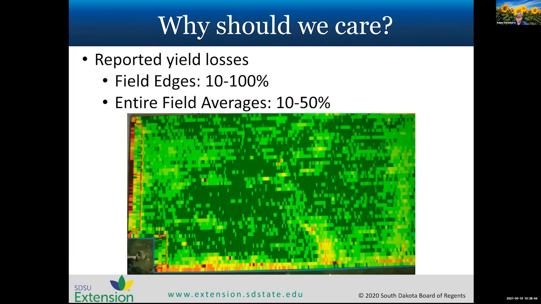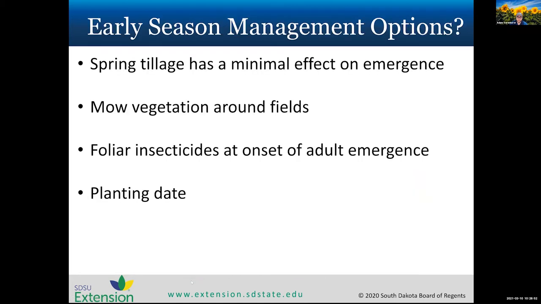And why do we care so much? Well, for soybean gall midge, we can see quite a bit of yield loss. And so that's why we're really targeting this pest. We want to try to get it figured out. Unfortunately, we don't have a lot of recommendations for you. So far, we've seen that tillage doesn't really do a lot to it. One of the big things is if you get rid of vegetation around the fields early, this is before you have your soybean emerging, that can kind of help.